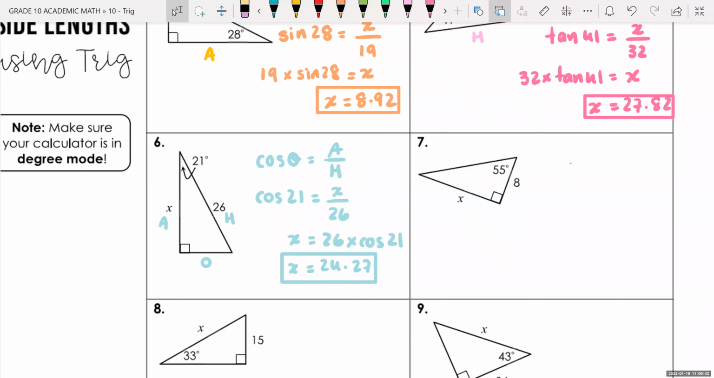Question number 7. So let's label all the side lengths again. This is going to be your hypotenuse. This is going to be adjacent, and this is going to be opposite. Hypotenuse is always across from the 90 degrees, and the opposite angle is always across from whatever the given angle is. So what do you guys think? We don't have hypotenuse here, but we have the opposite and adjacent. What are we going to use? Yeah, tan. Now I like this question. I'll tell you why. Tan theta is equal to opposite over adjacent.